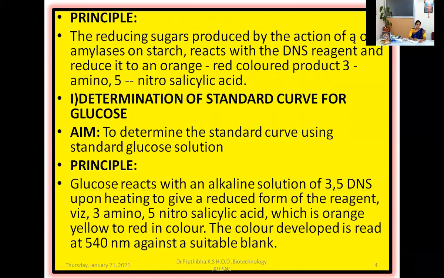Okay, here the reducing sugar produced by the action of alpha or beta amylases on starch reacts with the DNS reagent and reduces it to an orange or red colored product, which is 3-amino-5-nitrosalicylic acid.